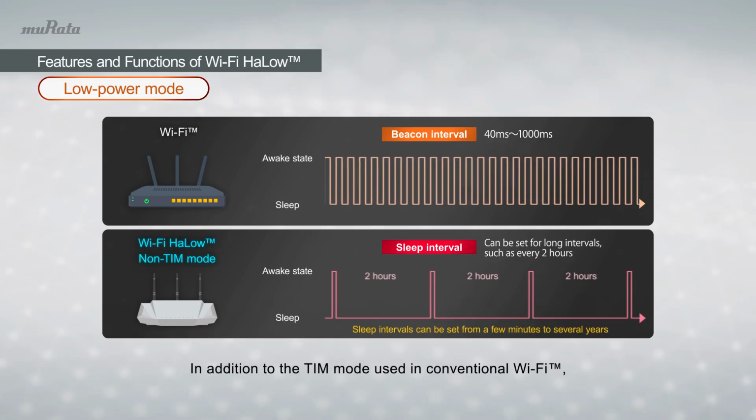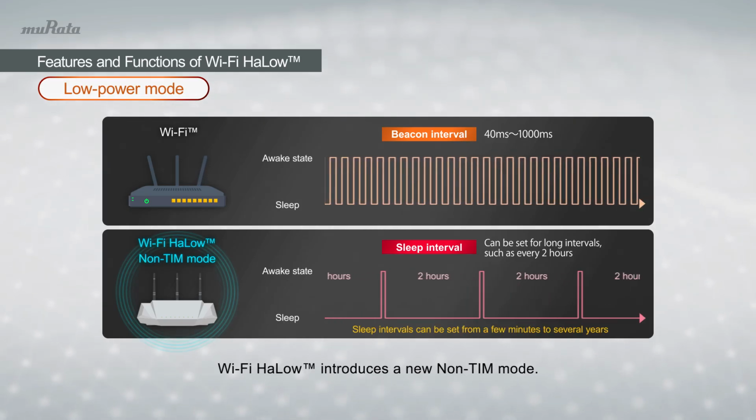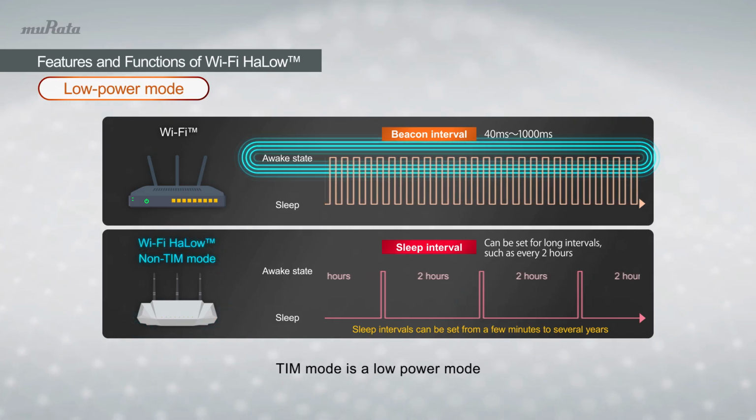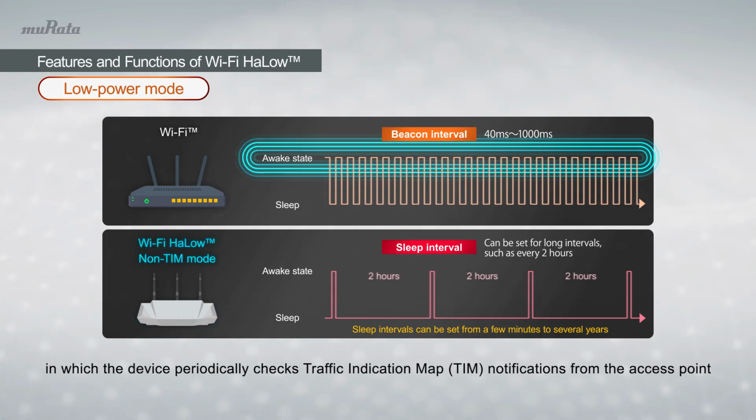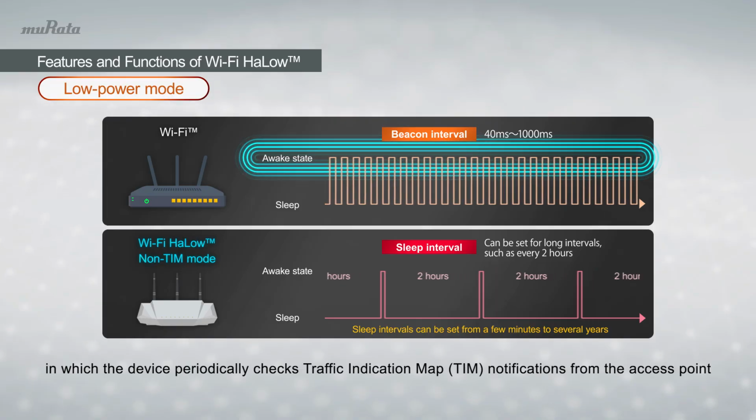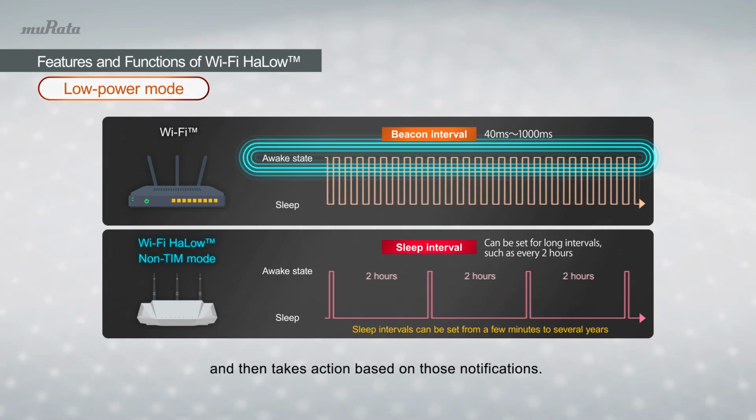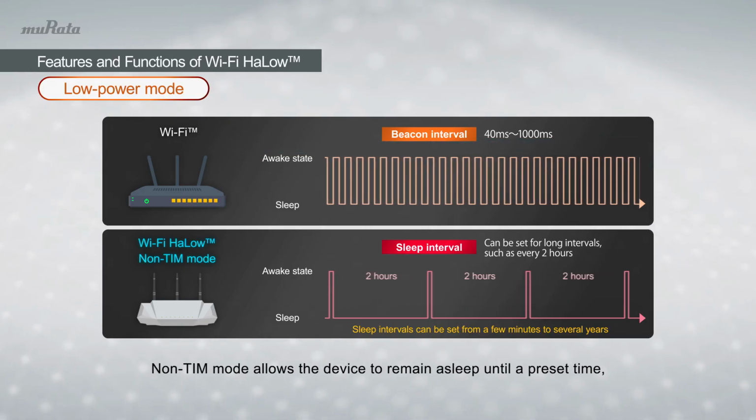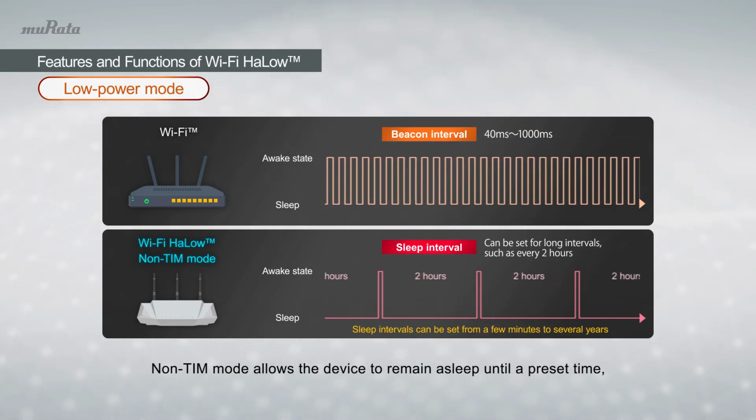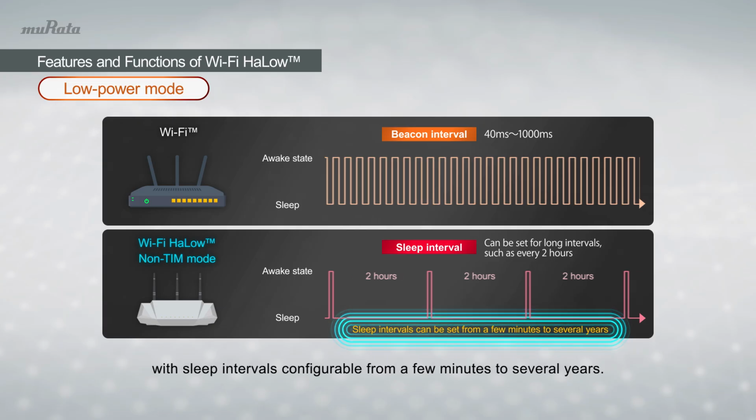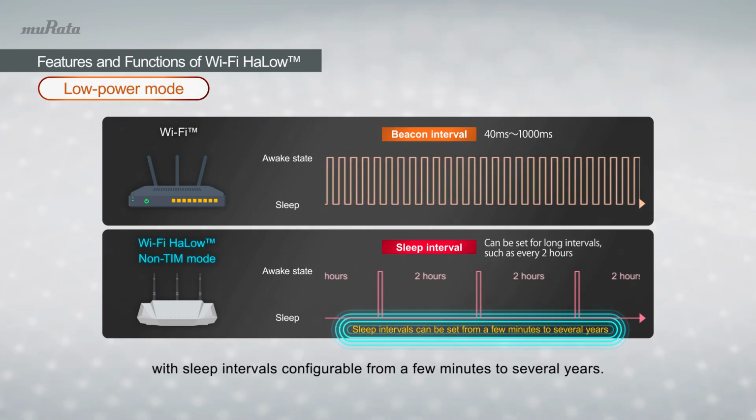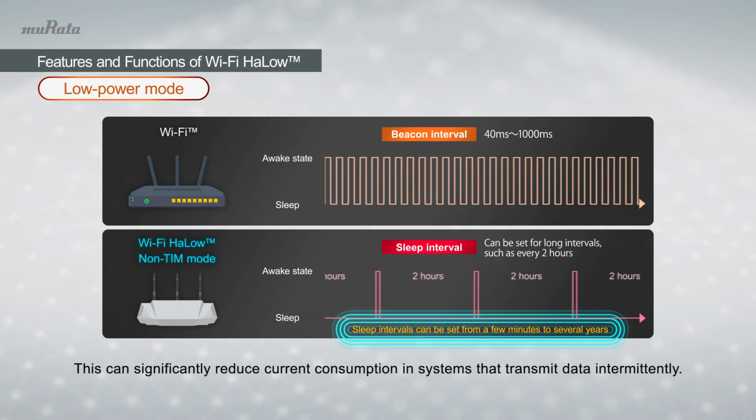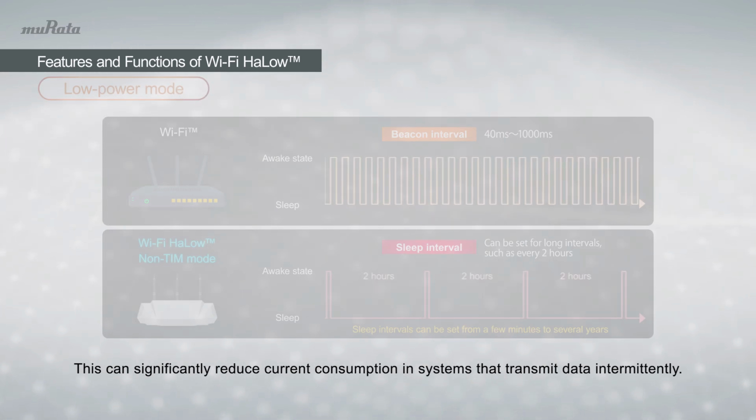In addition to the TIM mode used in conventional Wi-Fi, Wi-Fi HaLow introduces a new non-TIM mode. TIM mode is a low-power mode in which the device periodically checks traffic indication map notifications from the access point and then takes action based on those notifications. Non-TIM mode allows the device to remain asleep until a preset time, with sleep intervals configurable from a few minutes to several years. This can significantly reduce current consumption in systems that transmit data intermittently.